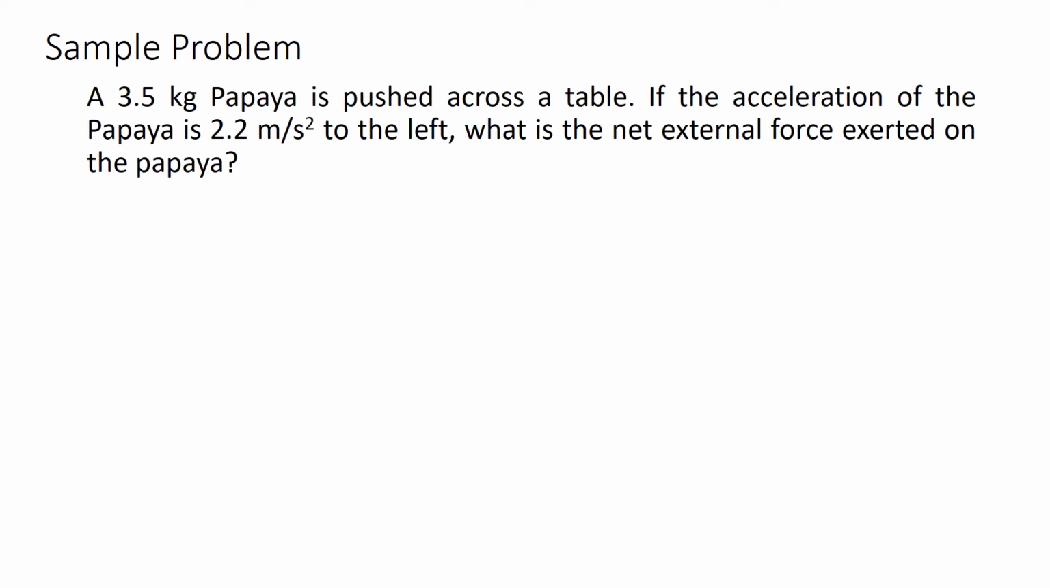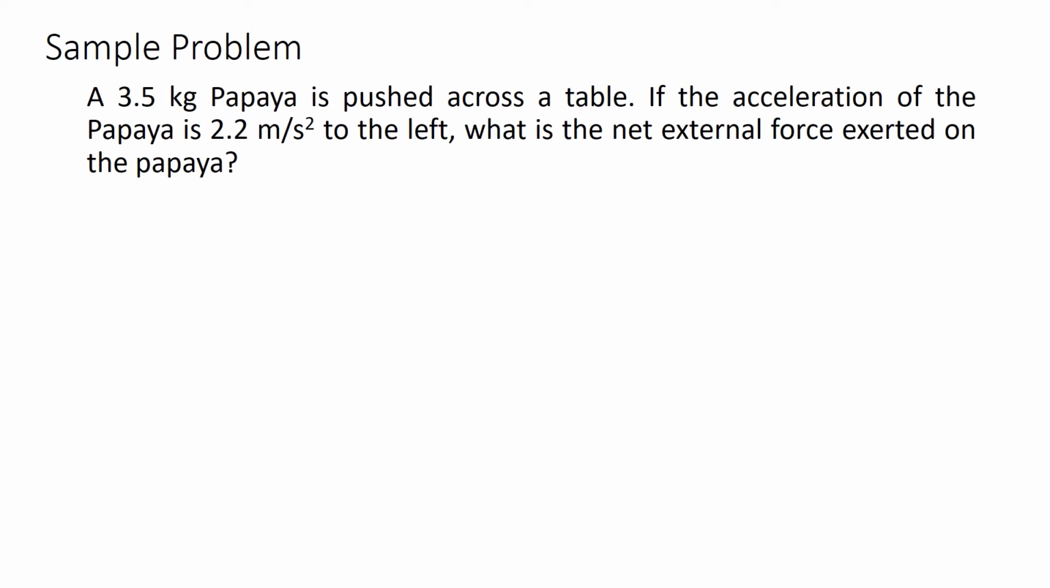Okay, now let's go to the sample problem. This is still in the second law of motion. Assume that we have 3.5 kilograms of papaya, and this is pushed across a table. If the acceleration of the papaya is 2.2 meters per second squared to the left, what is the net external force exerted on the papaya? If you have a module, there is an explanation, or solution, to this problem, but I think I have to explain it for the sake of your understanding.